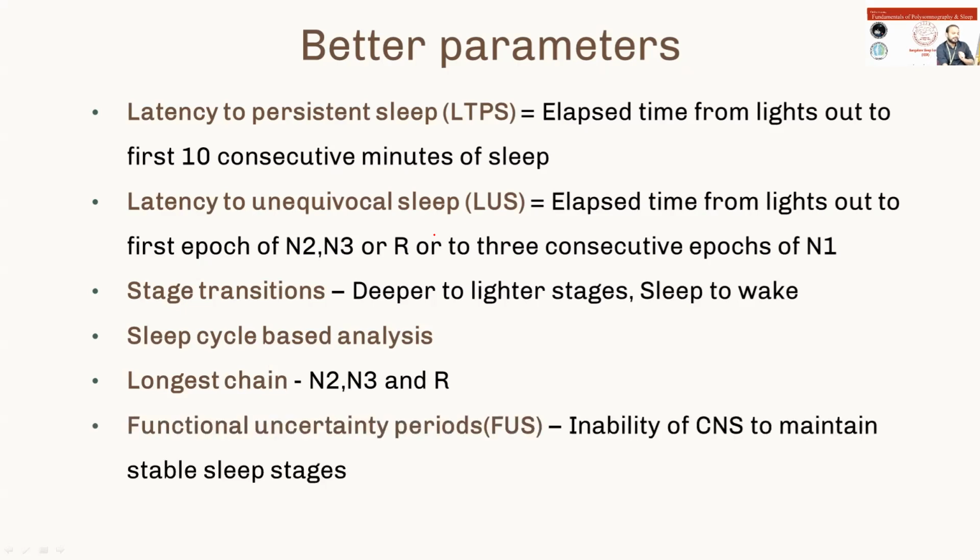And then there is something called functional instability period. This is when N1, N2, N3 alternate between each other, so that if you observe for 10 minutes, you can see all the stages. It is interpreted as the inability of the central nervous system to maintain stable sleep stages.